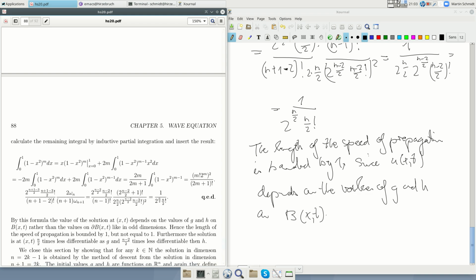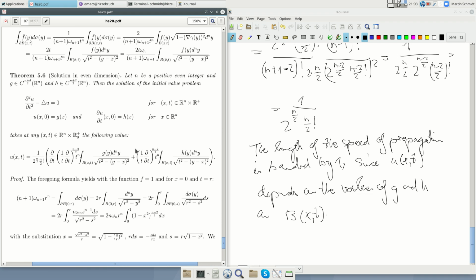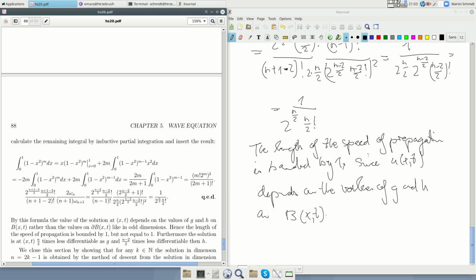And for the differentiability, we see again we have to apply n half differential operators on g and n minus 2 half on h. So u is n half times less differentiable than g, n half less differentiable than t, and n minus 2 half times less differentiable than h.